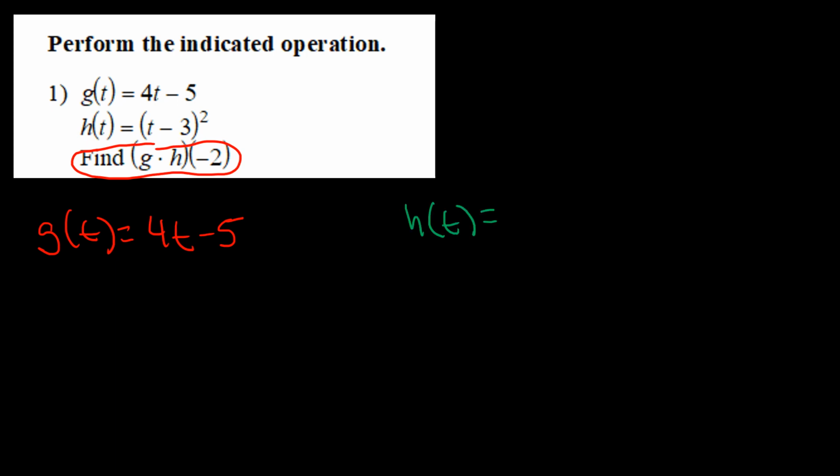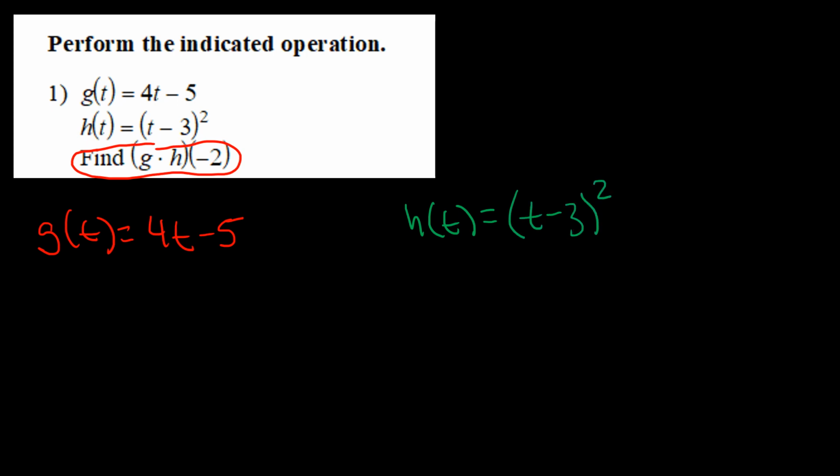We have this last problem here to perform the indicated operation. What you'll see here is the question is asking us to find g times h when x is -2. Oh, okay, so we're multiplying the two functions. What we can do here is take g of t equal to 4t minus 5, and at the same time h of t equal to t minus 3 squared.